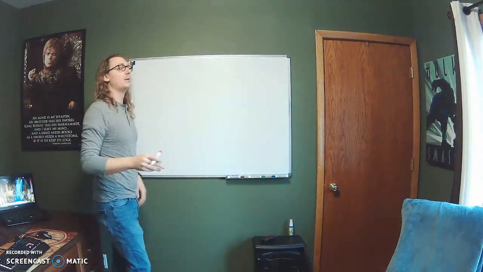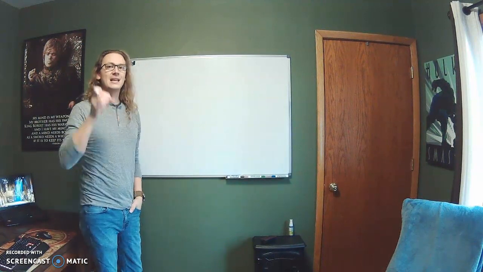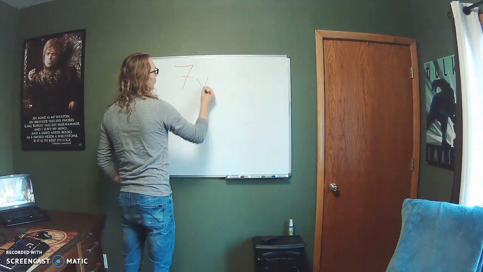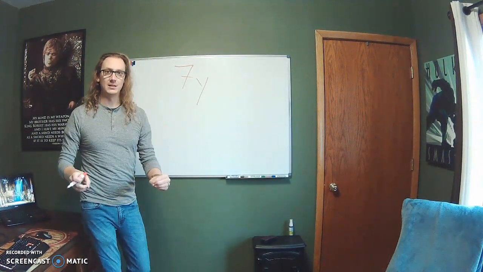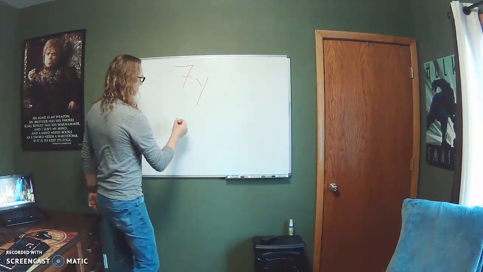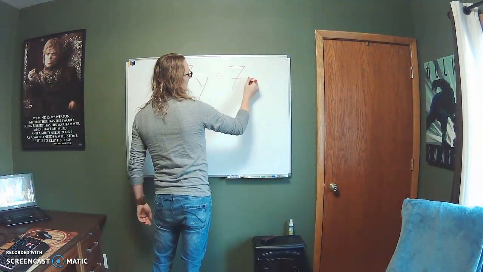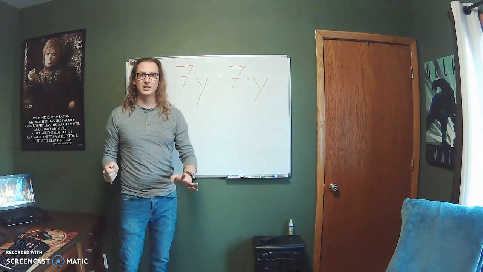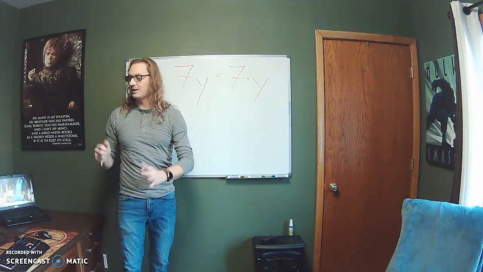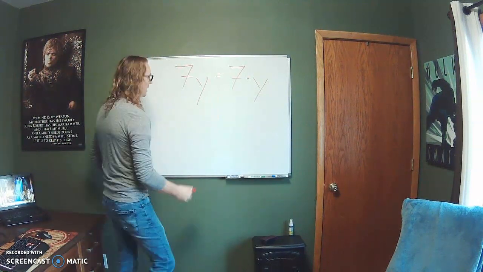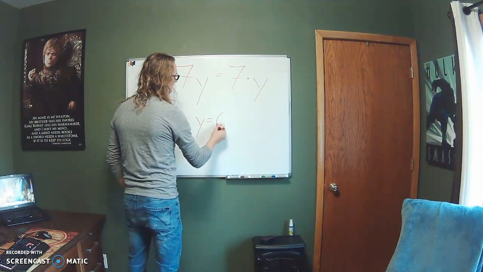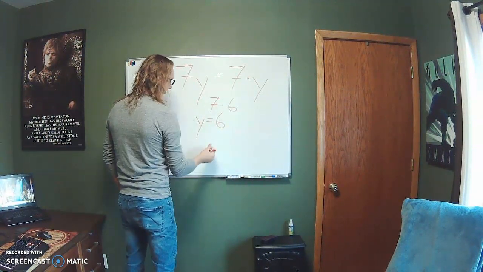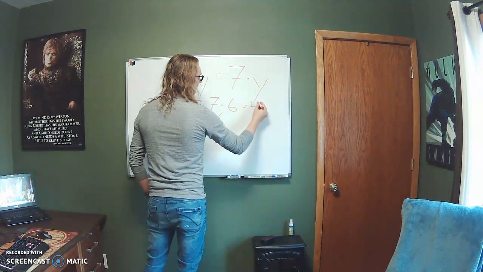But real quick, I want to talk about multiplication, because multiplication is a little bit tricky. If you see something like 7y, what that means is we have 7 times y. Multiplication is one of those things that we don't always write in math, and sometimes we're just going to kind of smush it together. So if we evaluate this for y equals 6, then we're going to plug this in, 7 times 6, and we're going to get 42.